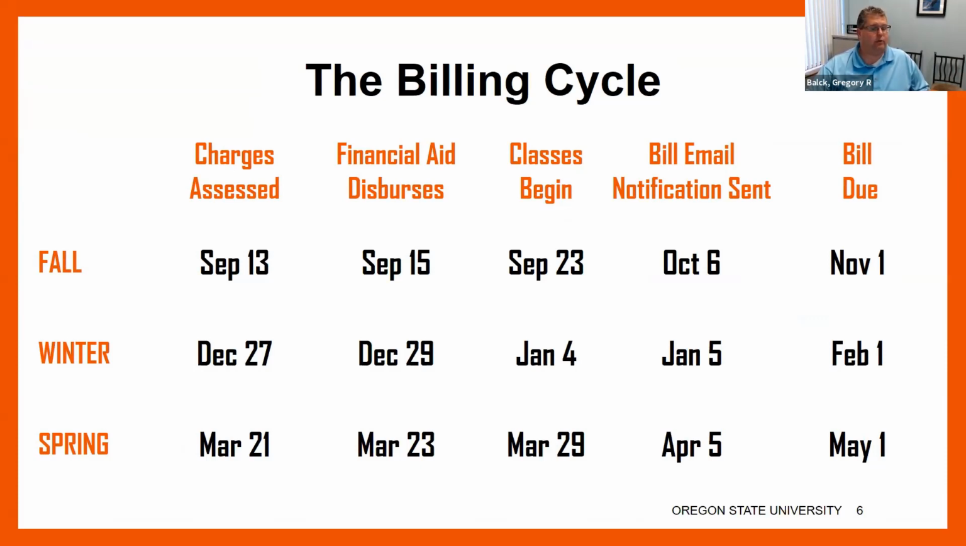For winter term, we will assess tuition on the 27th. Financial aid will disperse on the 29th. Classes will begin on the 4th. We will send the bill on January the 5th, and it's due by the 1st of February. For spring term, the bill will be sent on March the 21st. Financial aid will disperse on the 23rd. Classes will begin on the 29th, the Monday after spring break. We will send the bill on April the 5th, and it's due by the 1st of May.